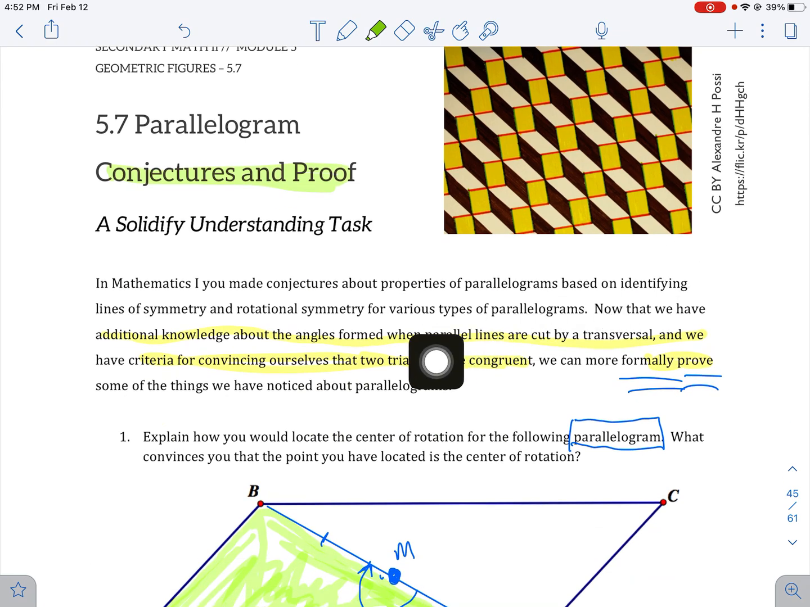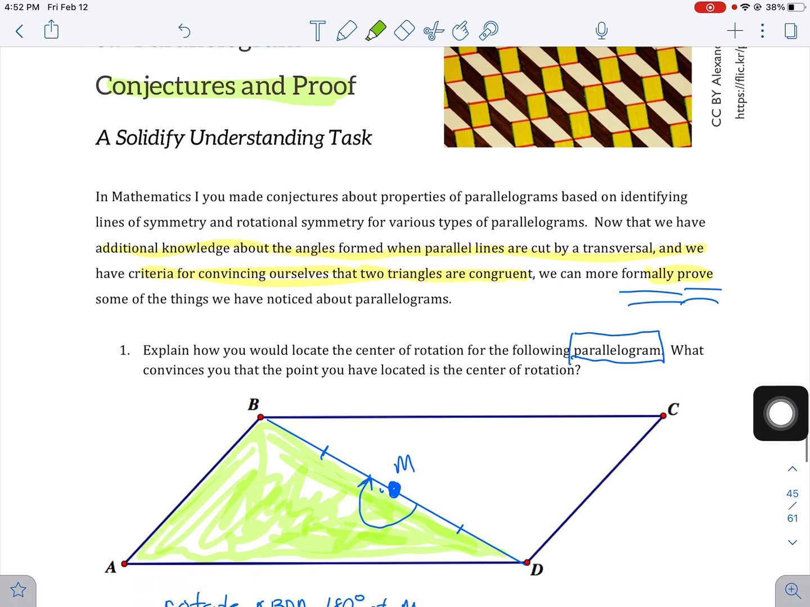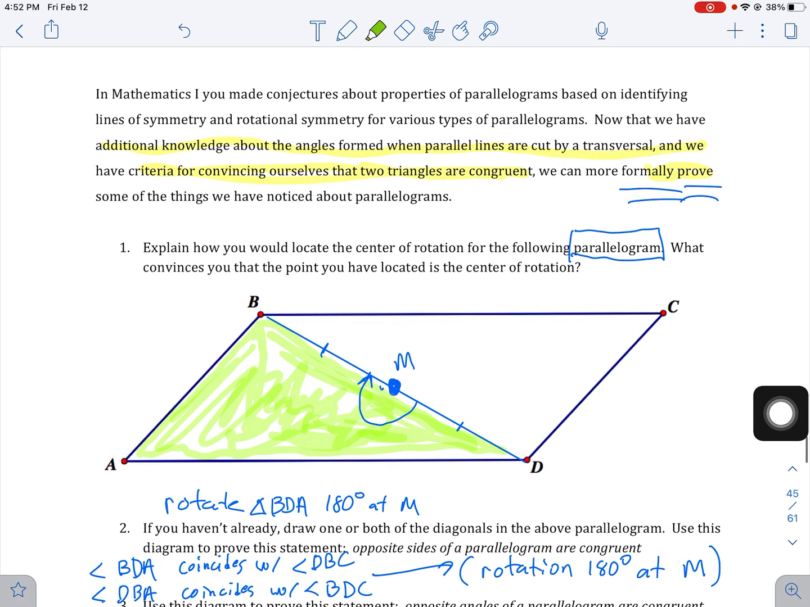And that's what it's saying here: now that we have additional knowledge about the angles formed when parallel lines are cut with a transversal, and we have criteria for convincing ourselves two triangles are congruent, side angle side, that type of thing, angle side angle, we can more formally prove some of these things about parallelograms.